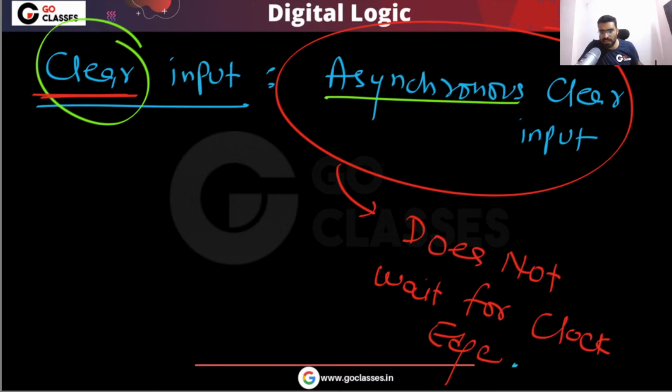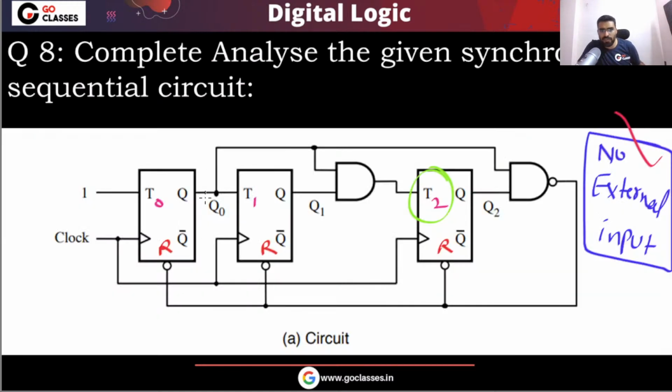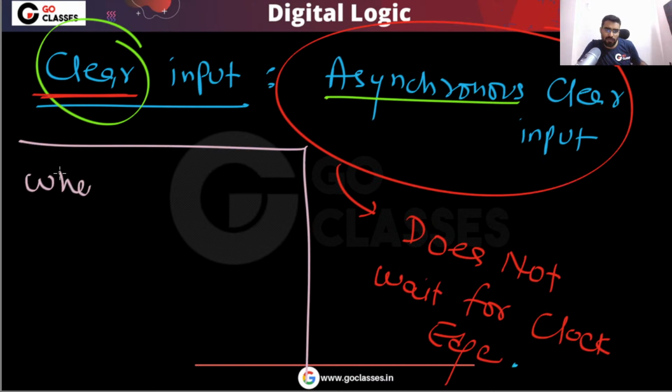Are you getting what I am saying? Tell me what I am trying to say. When this becomes 1, when Q0 equals 1 and Q2 equals 1, what will happen immediately? Tell me.